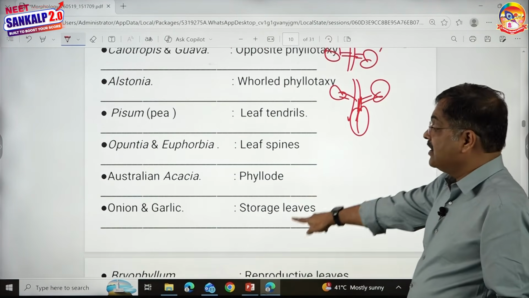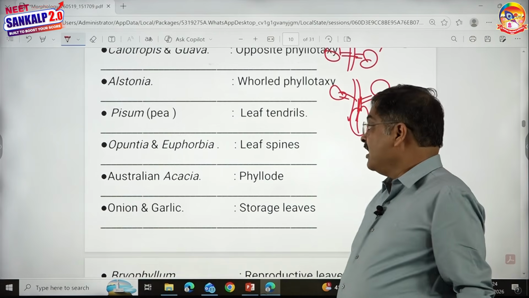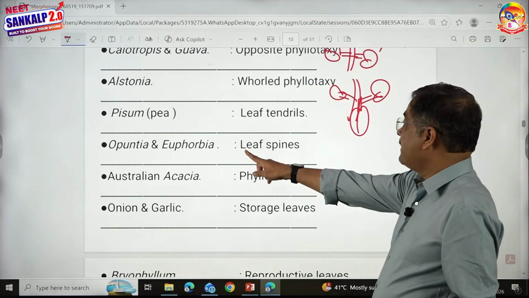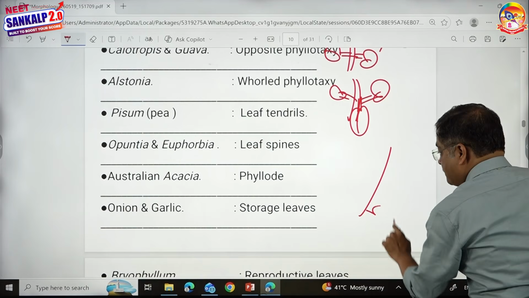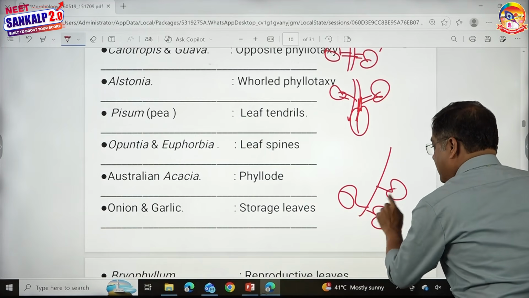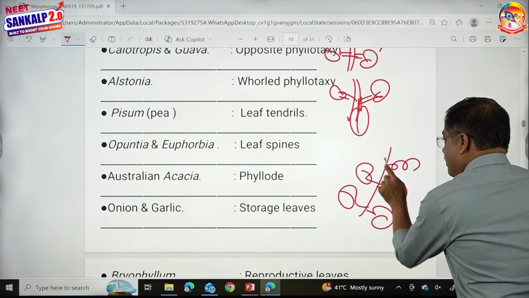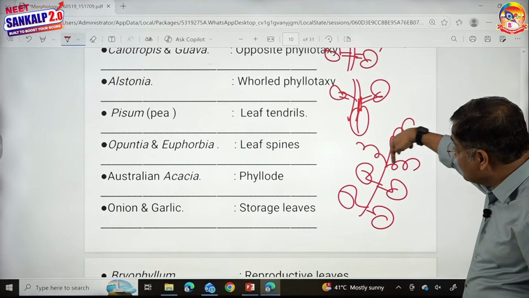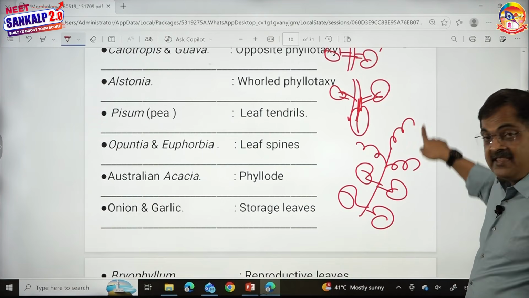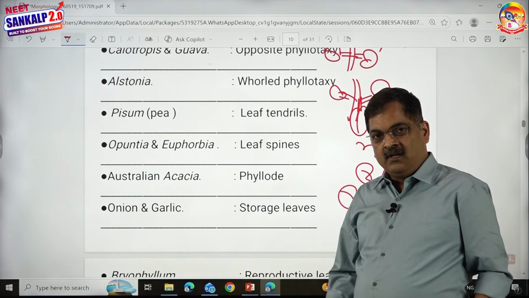Now we talk about leaf modifications. When we talk about leaf modifications, Pisum shows leaf tendrils. Shall I show you Pisum? This is pinnately compound leaves. Pinnately compound leaves. Now what do you see here? Some of the leaflets at the tip, they are modified into tendrils.